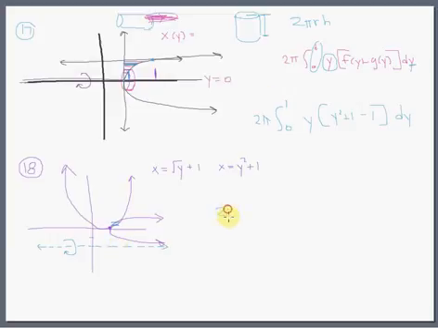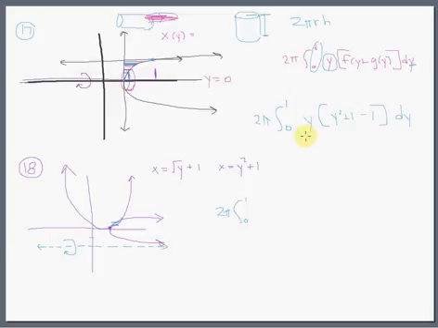So we know we have 2 pi. And here, when you find your equations and things, you see that in the y direction, they cross at y equals 0 and y equals 1. So it does still go from 0 to 1.